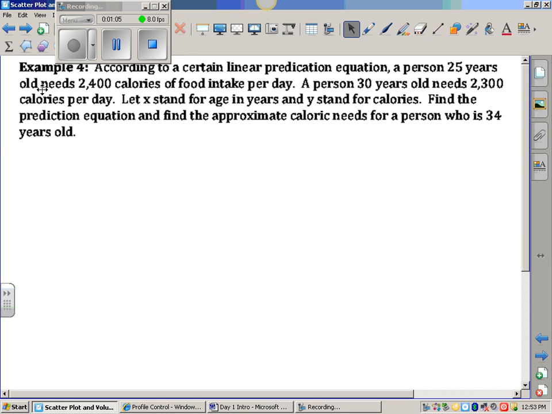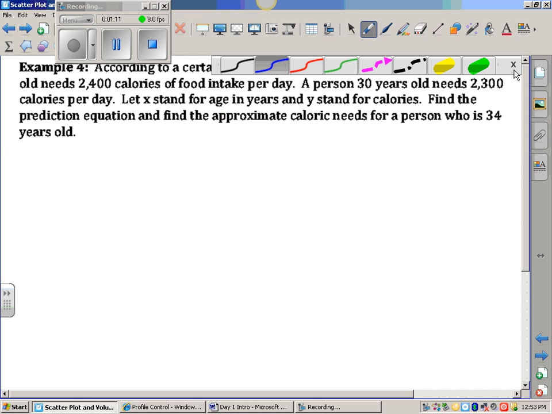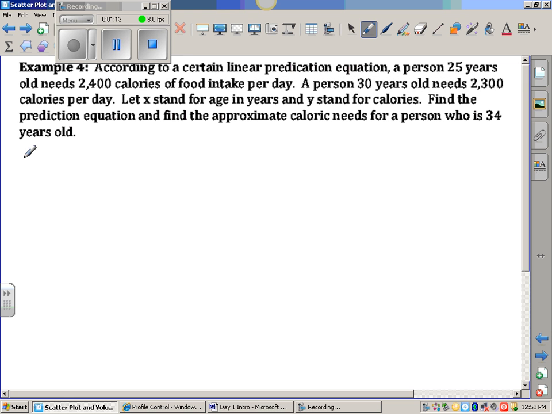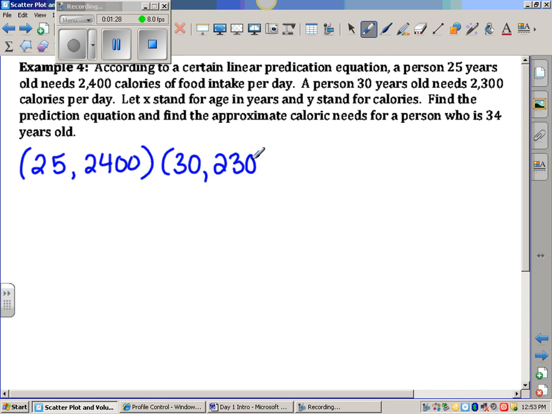So if you have to find the equation of a line, you need 2 very important things. You need slope and you need y-intercept. This word problem doesn't give you exact coordinates, but it gives you the information to create one. 25 years old is associated with the 2,400 calories, so that's your first coordinate. And then your second will be 30 years old, matching with the 2,300.